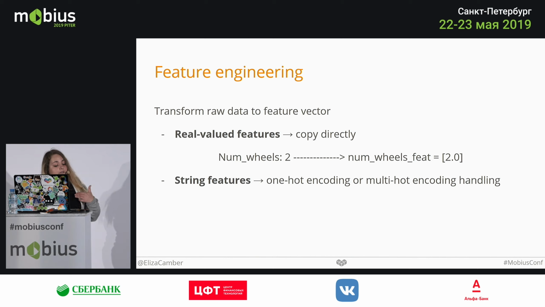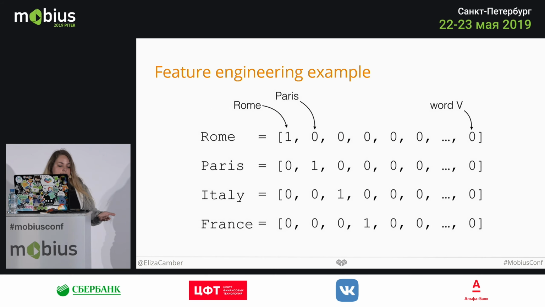Then you can either handle it with one-hot encoding or multi-hot encoding. And it looks like this. For each string that you have, you put a 1 or 0. The 1 is the position of that string, and all the rest is 0. You can see here that for Rome, the first one is 1, and all the rest is 0. For Paris, the second one is 1, and all the rest are 0. So this is how you do the one-hot encoding.